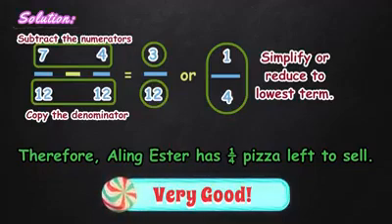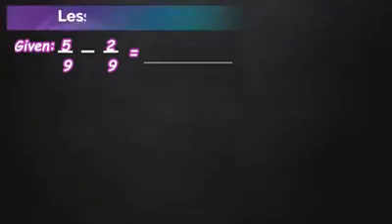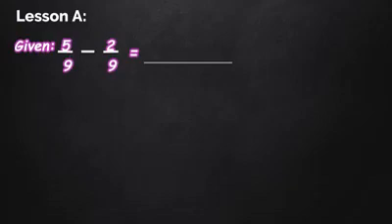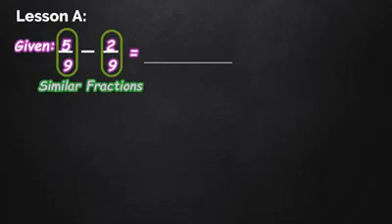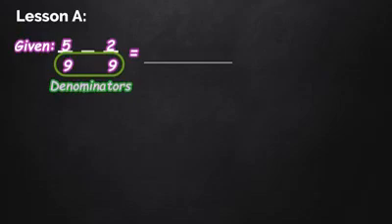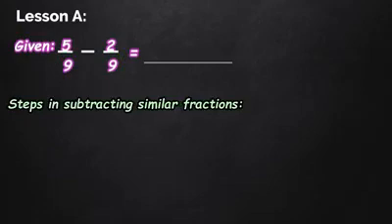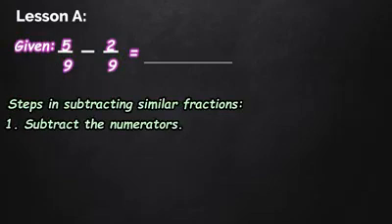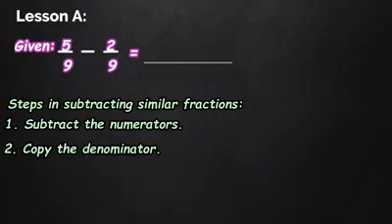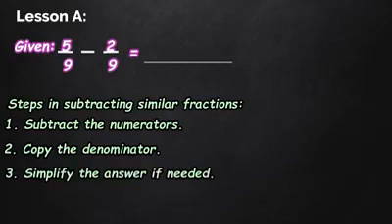Now let's move on to our next activities. Lesson A. Given is 5/9 minus 2/9 equals blank. 5/9 and 2/9 are similar fractions. They have the same denominators. In subtracting similar fractions, we have to follow these steps. Number 1, subtract the numerators. Number 2, copy the denominator. And number 3, simplify the answer if needed.